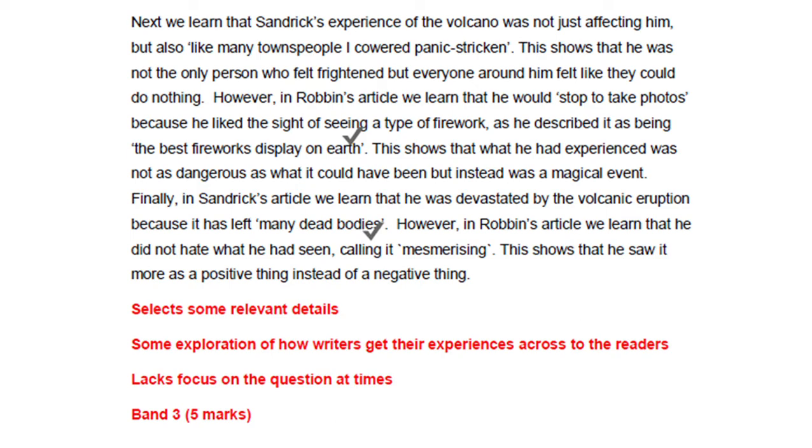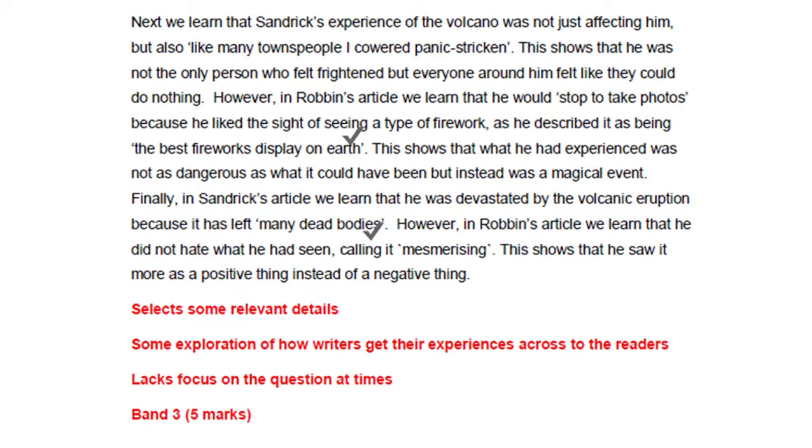Okay, he goes on, or she. "Next, we learn that Sandrick's experience of the volcano was not just affecting him, but also, like many townspeople, I cowered, panic-stricken. This shows that he was not the only person who felt frightened, but everyone around him felt that they could do nothing." However, again, it's just not related to the question, is it? Yes, he felt frightened, and that was his experience, but there's not really a pin down of how he conveys that experience, and it doesn't matter about everyone around him because that's not the question.